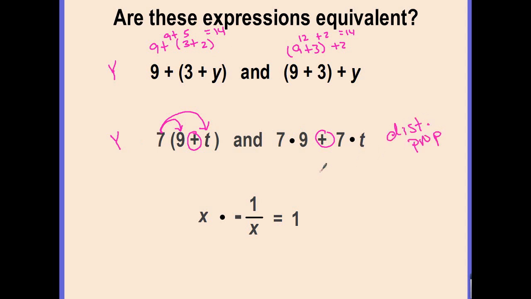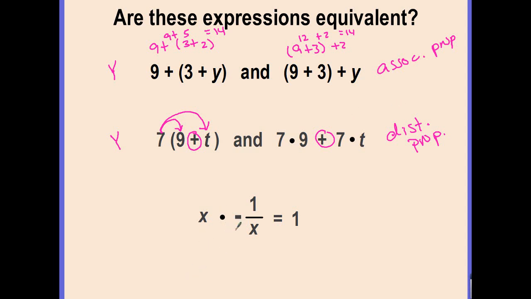You don't have to identify the property. For me, it helps, but you don't have to identify it. You just need to know that you can do this. This one was, if you wanted to know, it was the associative property. Why can you do this? You are just moving the parentheses. Nothing else is changing.